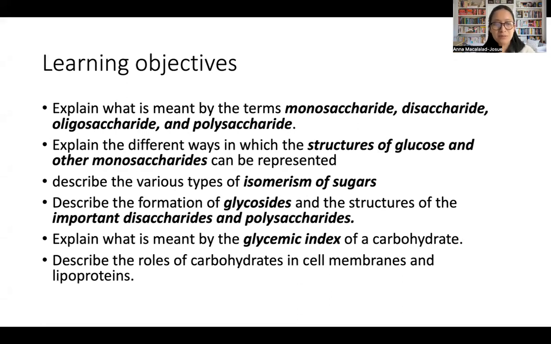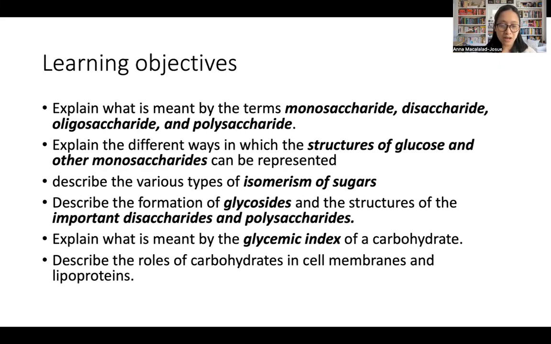And you should be able to describe the various types of isomerism of sugars. You should also be able to describe the formation of glycosides and the structures of the different important disaccharides and polysaccharides such as your lactose, your sucrose, as well as your glycogen, your starch.